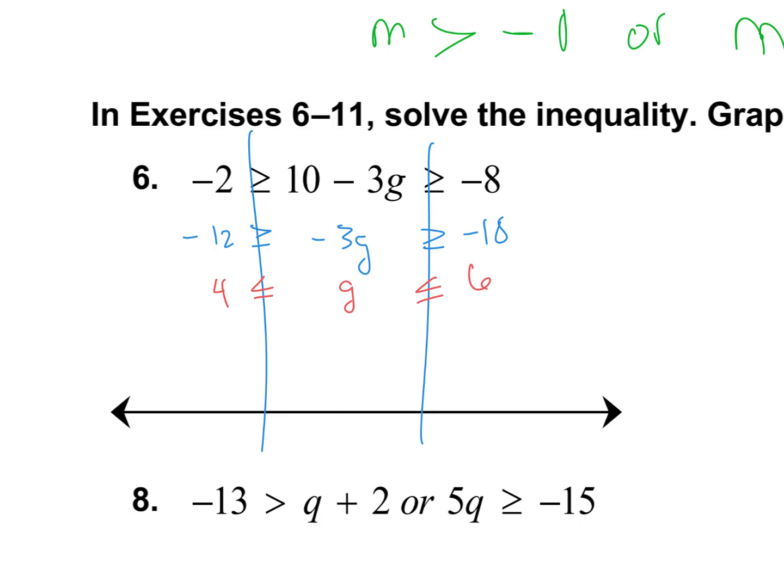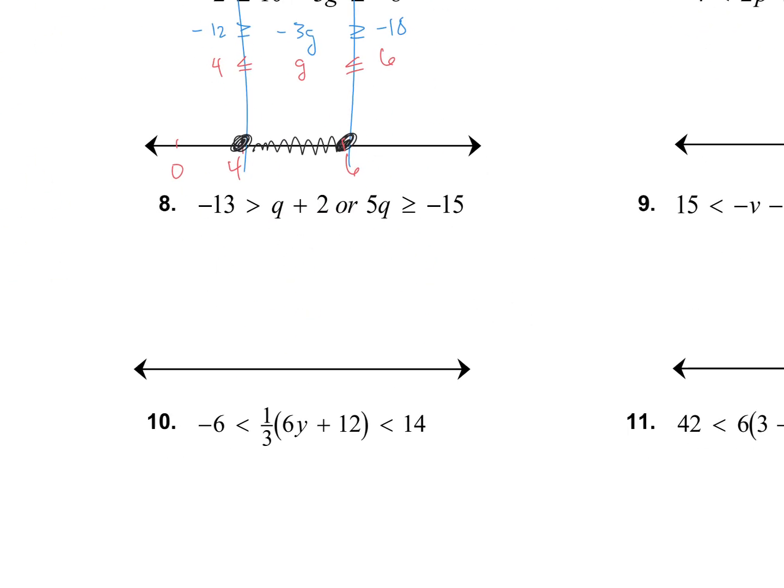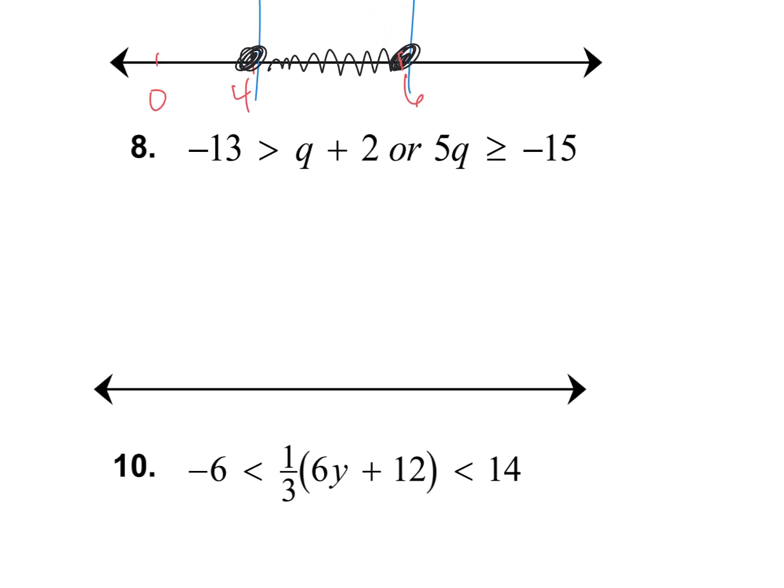So now let's graph it. Here's 4, here's 6. I just kind of made that coincidentally cool like that. I'm going to do a closed dot on 4, a closed dot on 6, and it's the numbers in between. Number 8. It's an OR. Cool. Subtract 2, subtract 2.